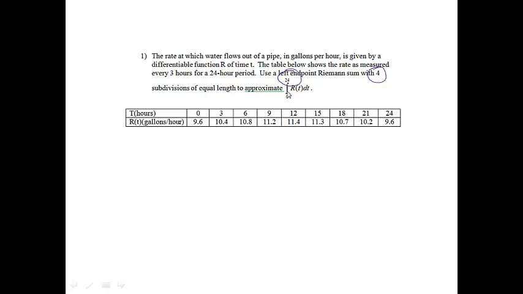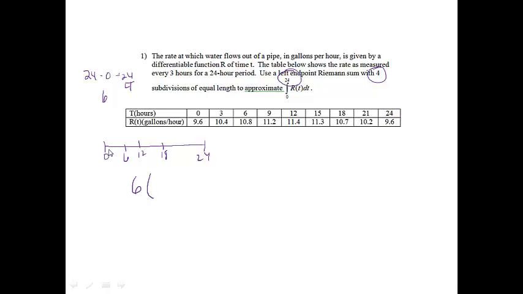Okay, we know we need to go from 0 to 24, so let's go ahead and make a chart for that. And then to figure out what to go by, let's do 24 minus 0, which would give us 24. We need 4 subdivisions, so if I divide by 4, I will get 6. So that means I need to go by 6s. All right, since I'm going by intervals of equal length, I can just put a 6 on the outside. And then I just need to figure out the left endpoints.